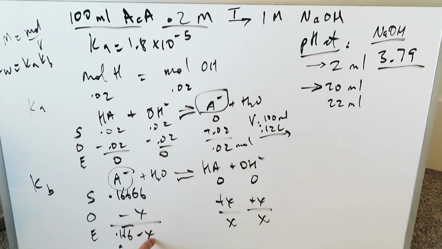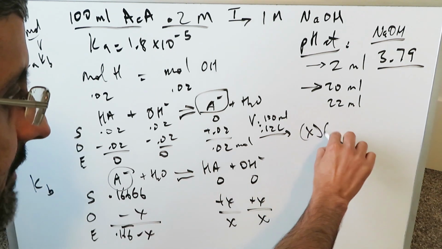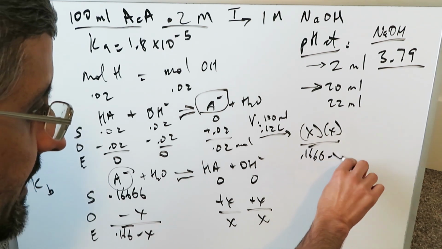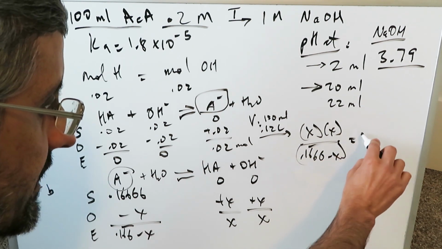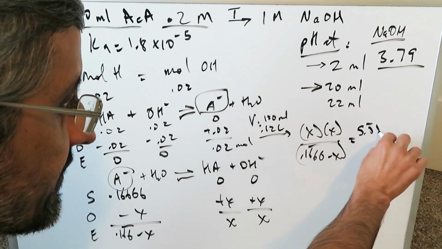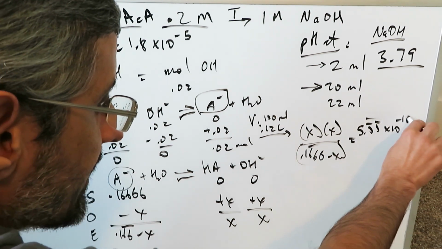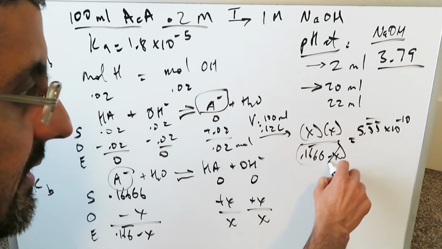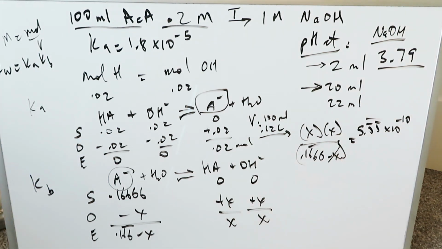What's our Kb expression? It's this times this divided by that. X times x divided by 0.1666 repeating minus x. All of this is equal to your Kb, which is 5.55 repeating times 10 to the minus 10. Because this value here is so small, like very close to 0, you can literally cancel out that x and eliminate the need for getting into quadratic equations.